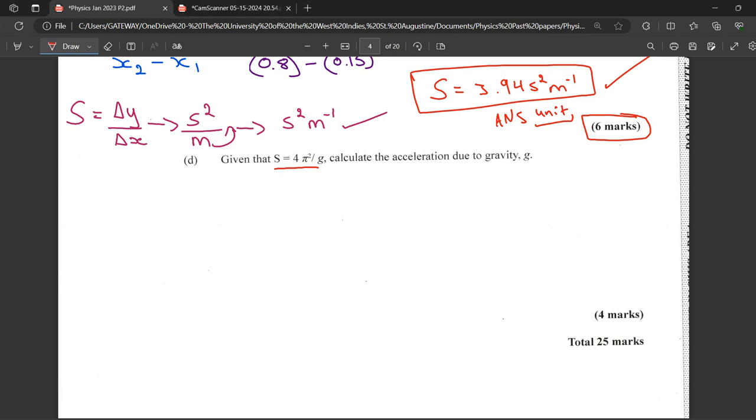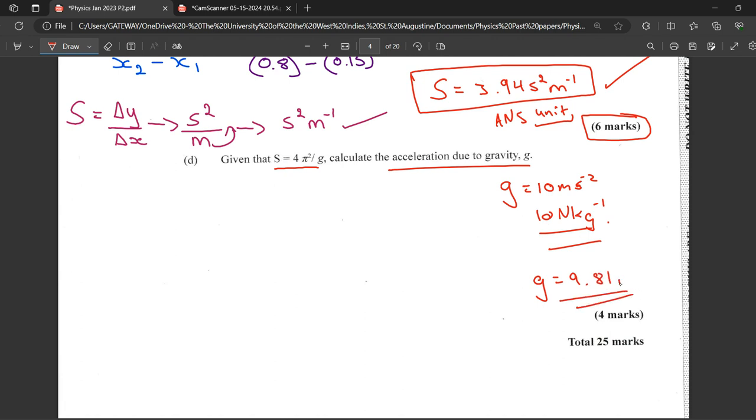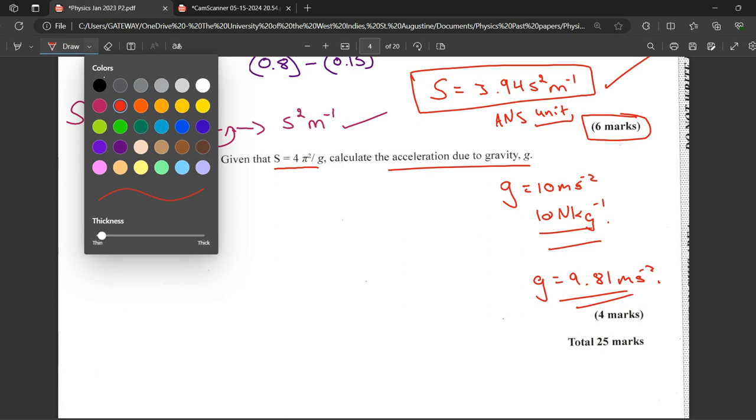So let's see. Remember, s is your gradient. And let's say acceleration due to gravity. Well, we know gravity for CXC could be 10 meters per second squared. That is the acceleration due to gravity. Or you could say it's 10 Newton per kilogram. So we know we had to get a value around this, but when you go on to keep on it, it'll be like g is equal to 9.81 meters per second squared. Well, we're trying to get a value like that, so let me see what we're going to get here.